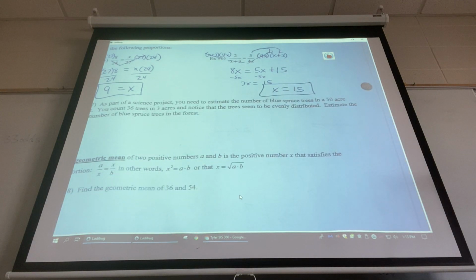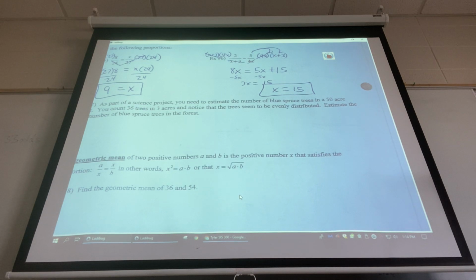Okay, so now here's an application problem that we can look at. Let's review it together. As part of a science project, you need to estimate the number of blue spruce trees in a 50-acre forest. You count 36 trees in 3 acres, and notice that the trees seem to be evenly distributed. Estimate the total number of blue spruce trees in the forest.